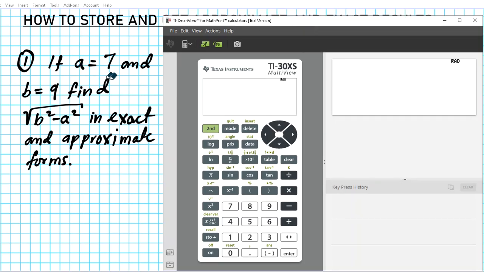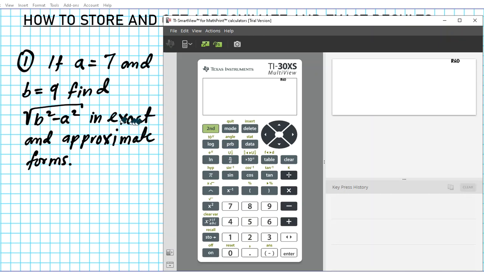It states, if a is equal to 7 and b is equal to 9, find the square root of b squared minus a squared in exact and approximate forms. All right, so first things first, let's specify the mode of our desired output. Do we want exact or approximate?